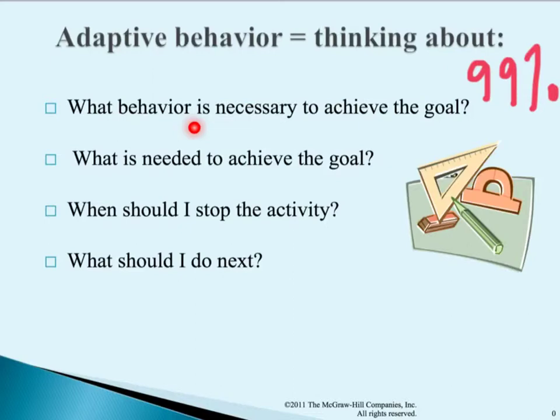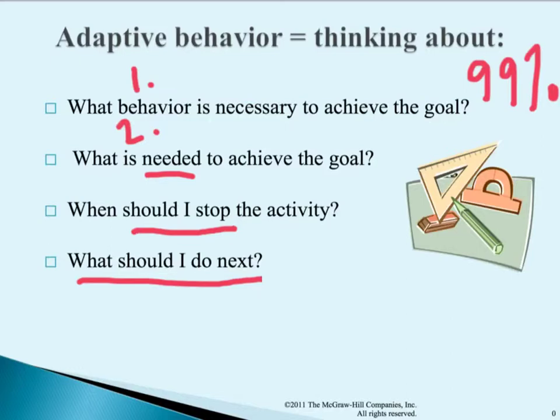Then I had to think, so this one is behavior. I had to think about what's needed. What do I have to acquire to do that goal? Then I have to decide and recognize, when do I stop the activity, these behaviors? When am I adjusted? When can my development stop? And then lastly, what should I do next after I've achieved that goal, after I've adapted?